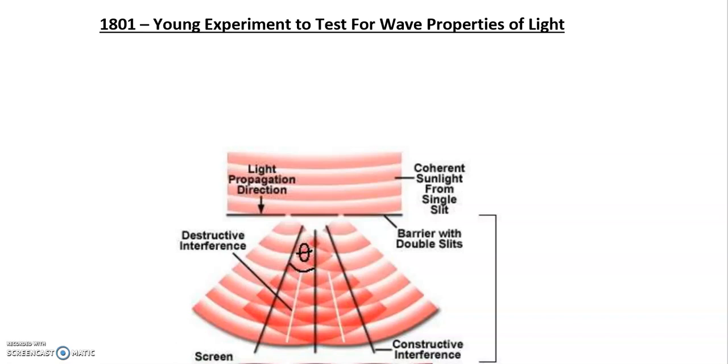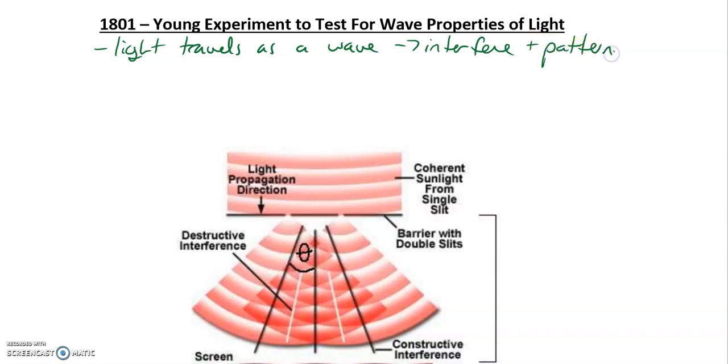So we had the 1801 Young experiment to test for light, and of course the idea was that if light travels as a wave, it should interfere, and you should get a pattern out of it. Okay, so this will be really kind of cool. And of course, it was a big thing, and that's what we'll look at.